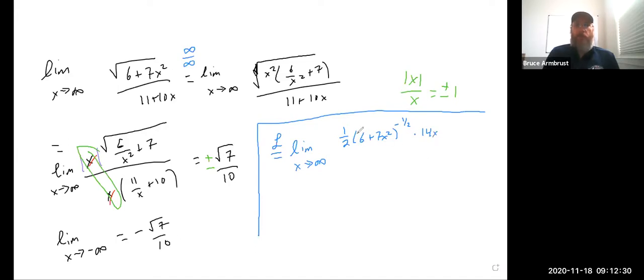So that's chain rule. Remember, the square root is a 1/2 power. So that's the half that comes out front. We decrease by 1, and then we have to multiply by the derivative of what's inside. On the bottom, the derivative of 11 plus 10x is 10. So let's simplify that real quick. The 14 divided by 2 is 7. So we're left with 7x over 10 square roots of 6 plus 7x squared.